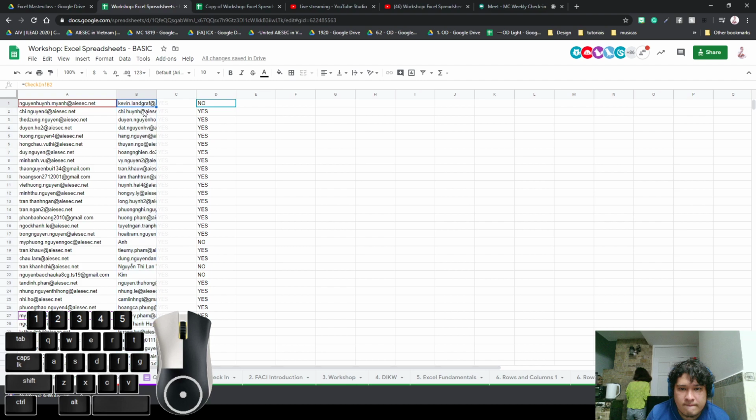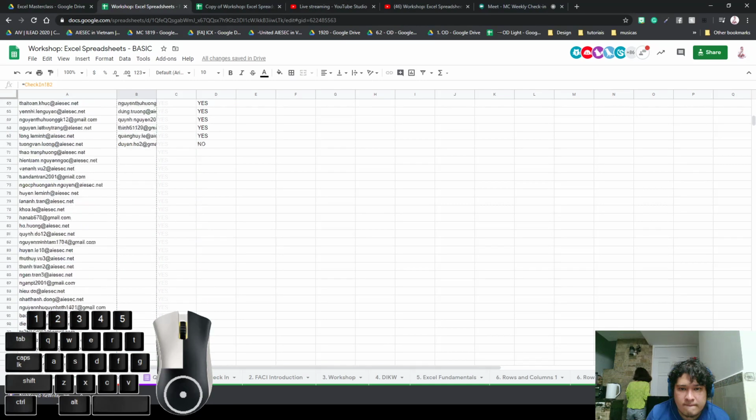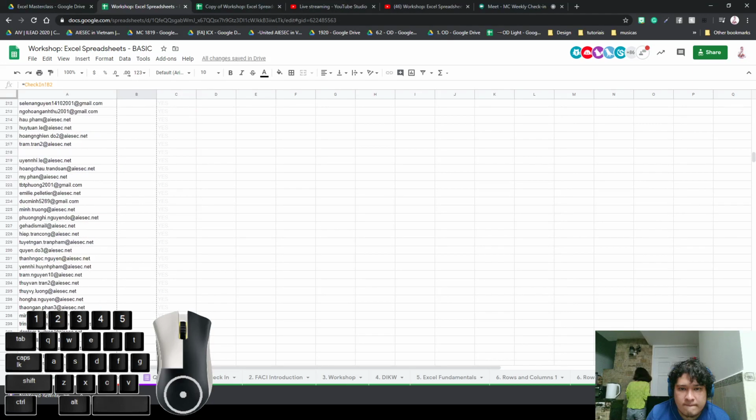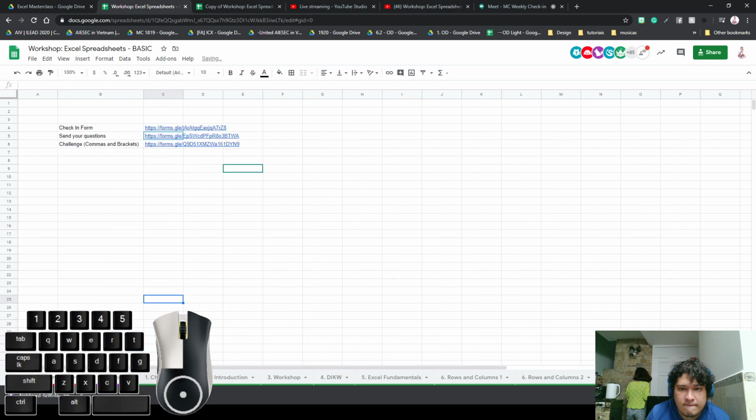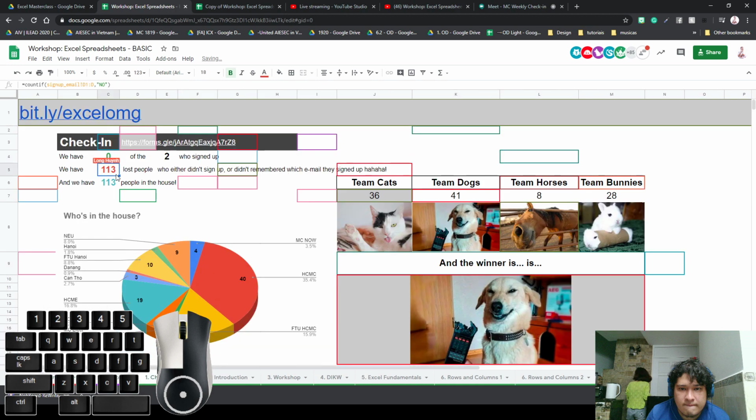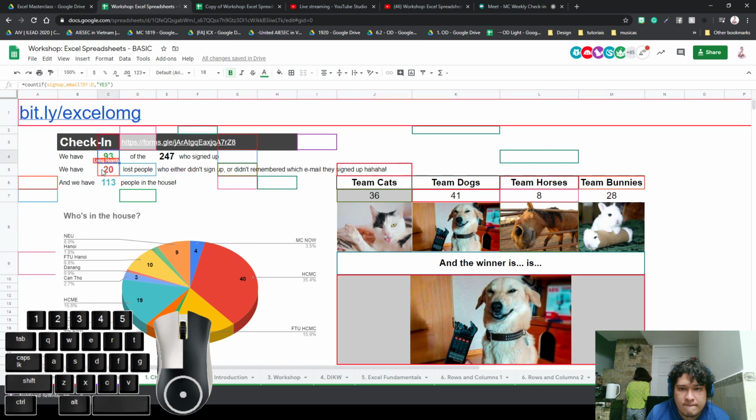Let me fix the formulas again because Excel sometimes is beautiful and has some tips and tricks. Yep, I can hide this now. So yeah, welcome everyone. Check in. There's something wrong. Okay, never mind. There were some mistakes with this formula, but never mind. We have 113 people checked in. The official winner is Team Dogs. So that's beautiful, amazing. Oh, there's someone fixing the formulas for me. Wow, thank you.